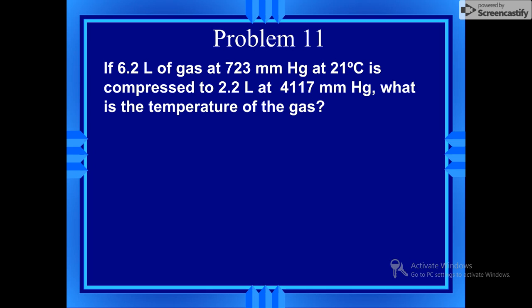All right, next problem. 6.2 liters of gas at 723 millimeters of mercury. That's another measurement of pressure. At 21 degrees Celsius, it's compressed to 2.2 liters at 4,117 millimeters of mercury. What is the temperature of the gas? So what are we trying to find? Right, we are trying to find our T2.